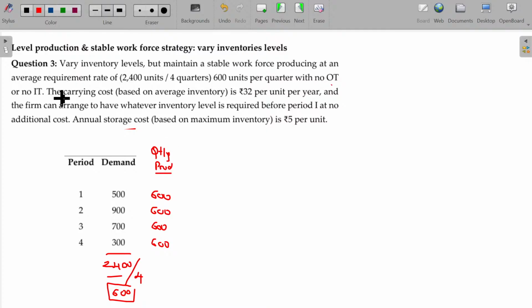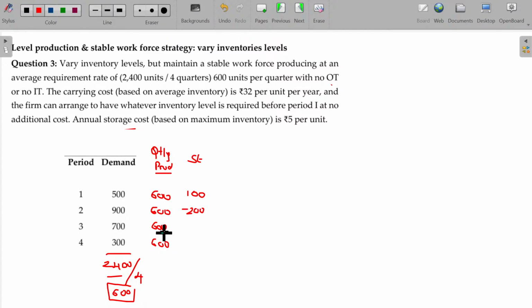Okay. Now what happens now? What about the stock? You produce 600 units, demand is 500, so 100 units being stock. You produce 600 units plus another 100 is stock, 700, but you have to supply how much? 900. There's a stock out of 200.